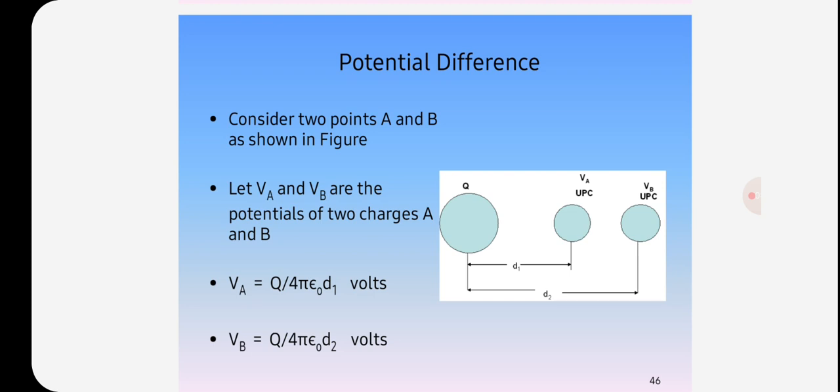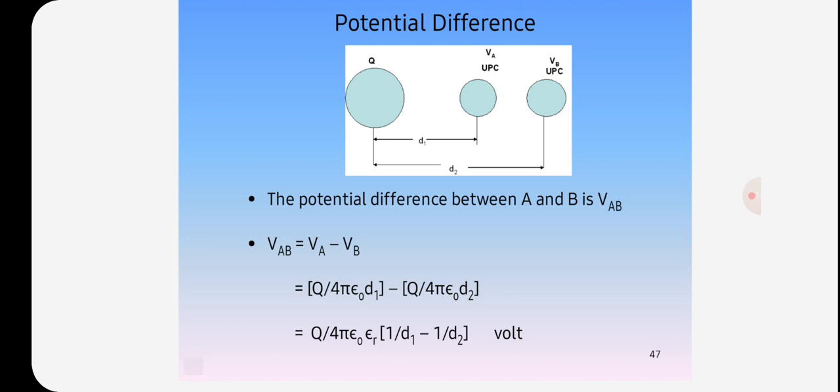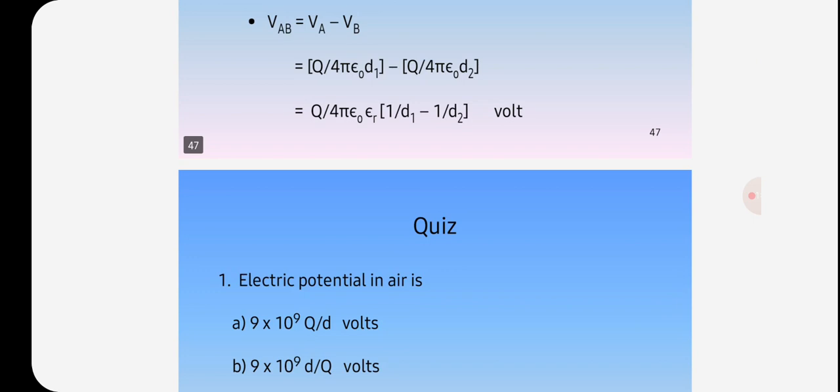Consider 2 points A and B as shown in the figure. Let VA and VB be the potentials at the two points A and B. VA is equal to Q by 4 pi epsilon naught D1 volts. VB is equal to Q by 4 pi epsilon naught D2 volts. The potential difference between A and B is VAB. VAB is equal to VA minus VB, that is equal to Q by 4 pi epsilon naught D1 minus Q by 4 pi epsilon naught D2, that is equal to Q by 4 pi epsilon naught epsilon r into 1 by D1 minus 1 by D2 volt.